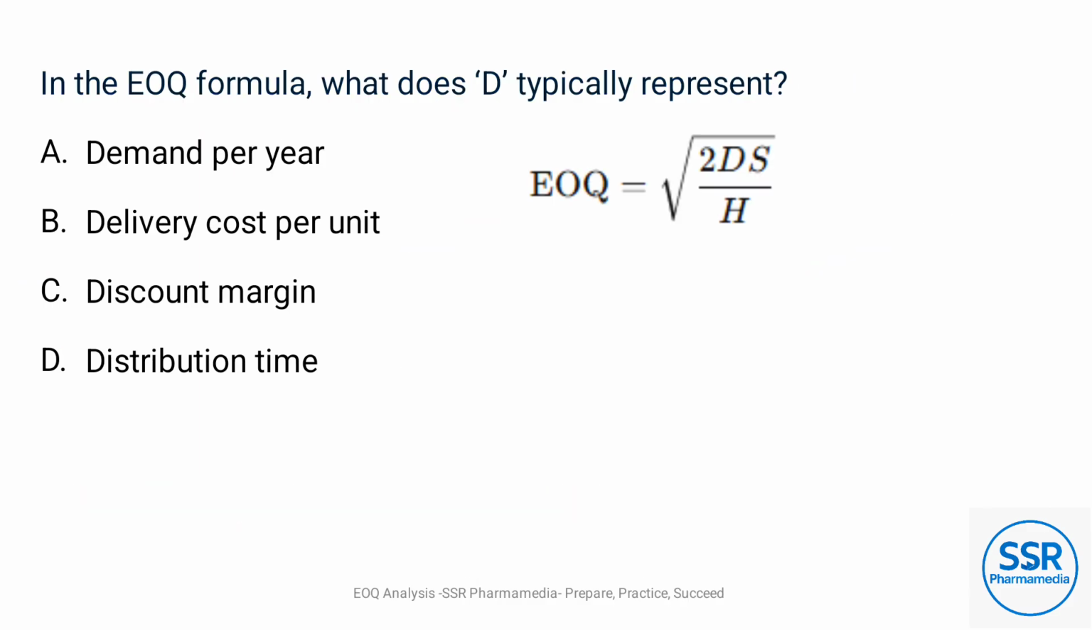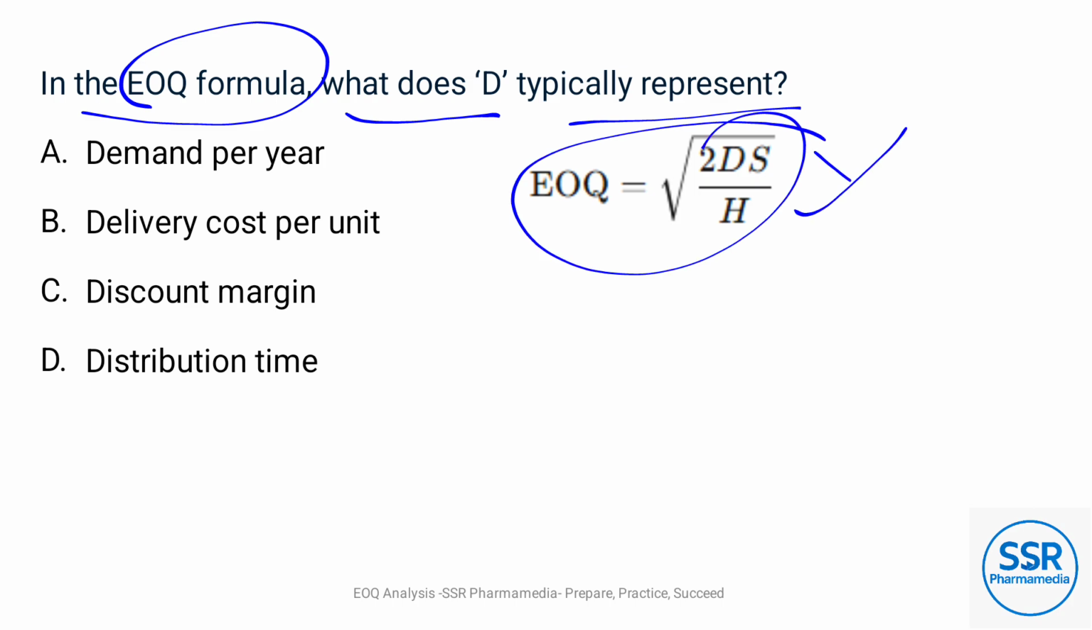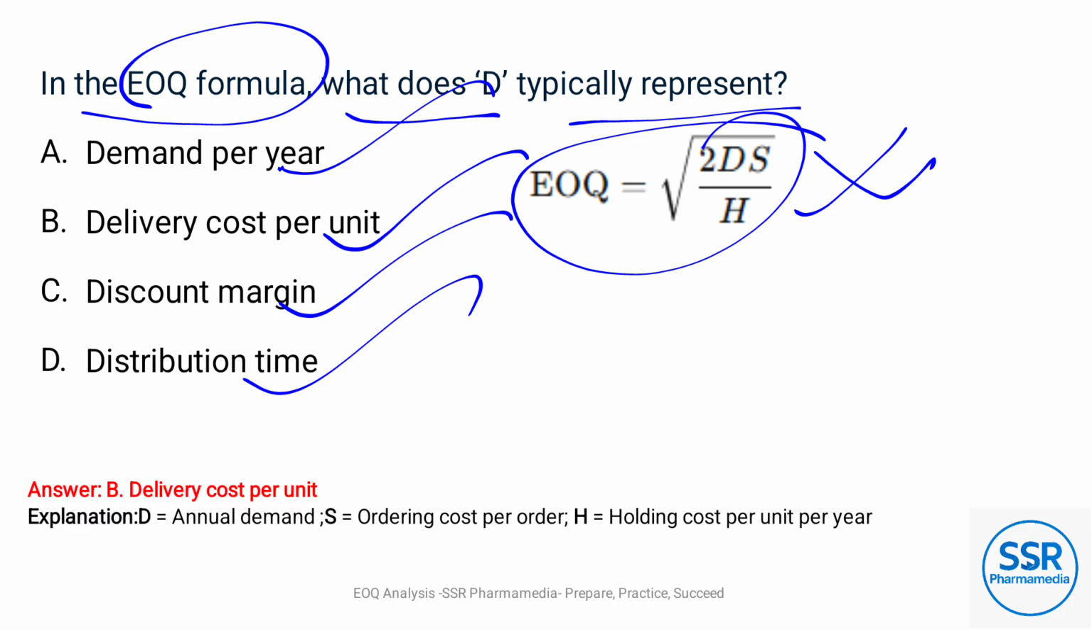So next question, in the EOQ formula, what does D typically represent? EOQ is the root of 2DS divided by H. This is a very important formula. So in this, D represents: option A, demand per year; option B, delivery cost per unit; option C, discount margin; option D, distribution time. So the answer is A, demand per year.